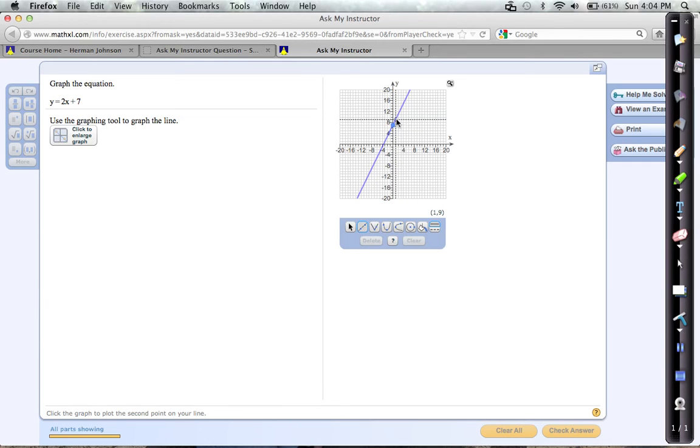So if we move our point to (1, 9) and click the mouse, this should give us our line, our equation for our line. We only need 2 points to create a line. And then, of course, we can check our answer, and it can tell us that we've done a wonderful job.